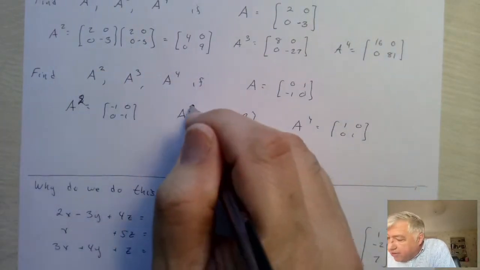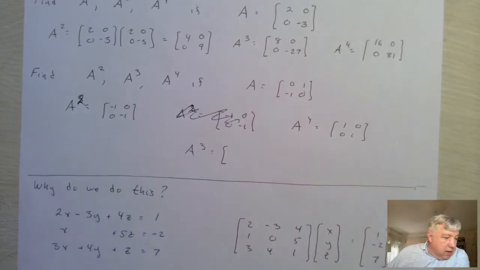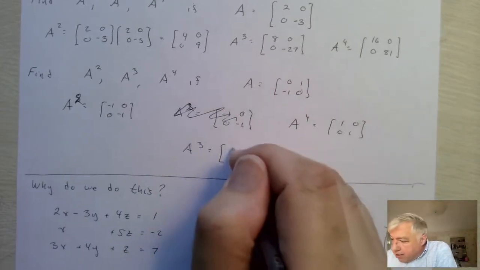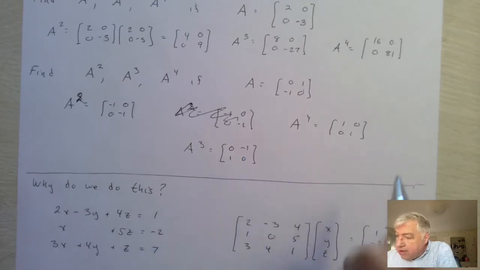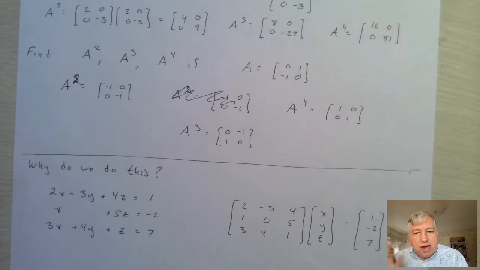This was A squared, A cubed. A cubed is [0, -1; 1, 0], and then A to the fourth is [1, 0; 0, 1]. Sorry, I was distracted by everything.